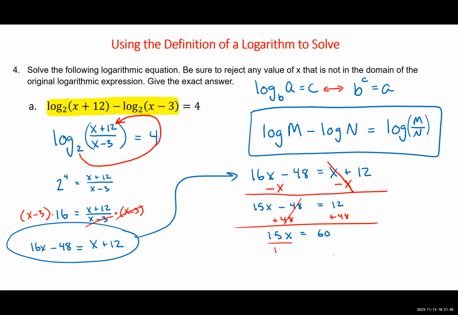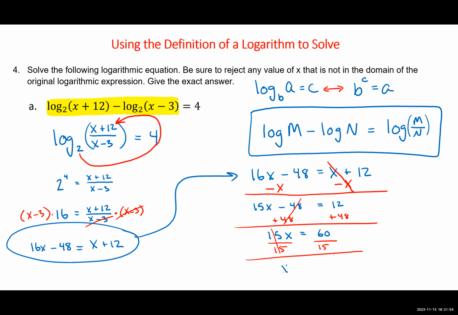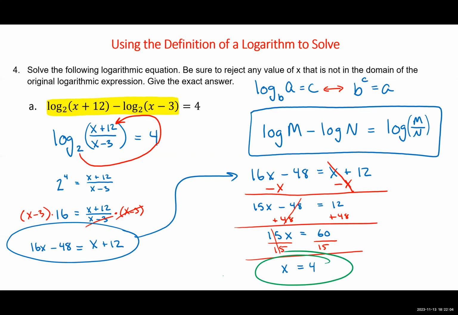Divide both sides by 15. Those 15s cancel, and it looks like we've got x is equal to 60 over 15, which will be 4. x is equal to 4. If we put 4 into our original problem, we don't get any negatives inside of the logarithms. So this checks out.